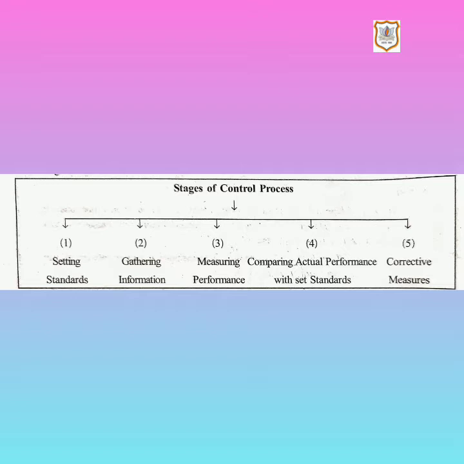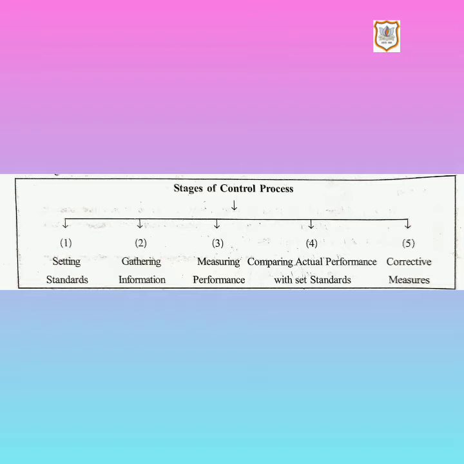First is setting standards. Second, gathering information. Third, measuring performance. Fourth, comparing actual performance with set standards. Fifth, corrective measures. So let us understand all the stages one by one.